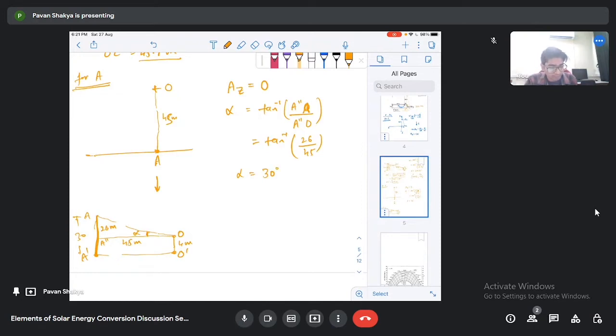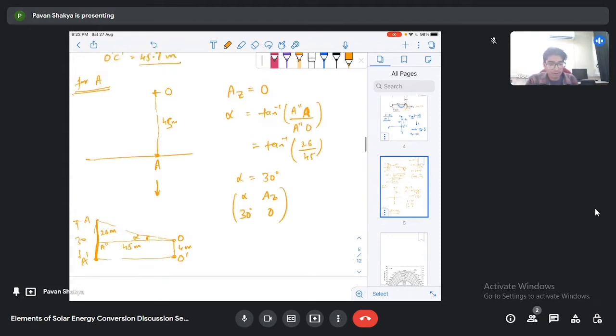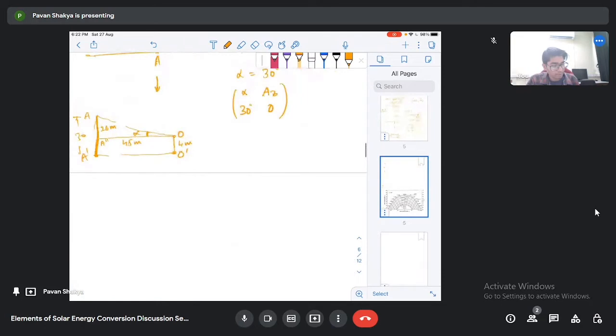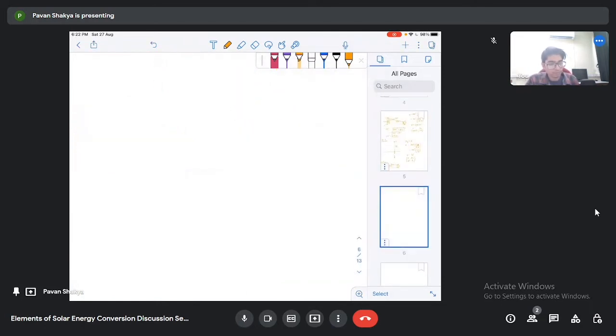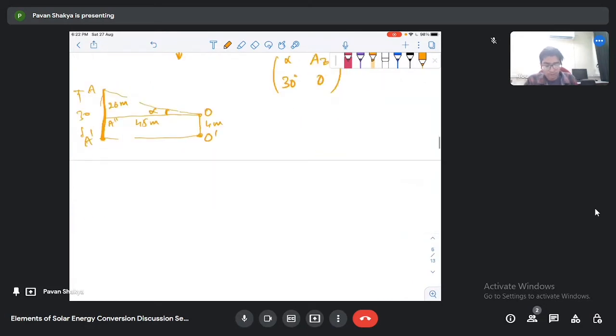Okay, so now you have both the altitude and azimuth angle for the A point. Alpha and Az. The azimuth angle value is 0 and alpha is 30 degree. Okay, now I will solve it for point B.